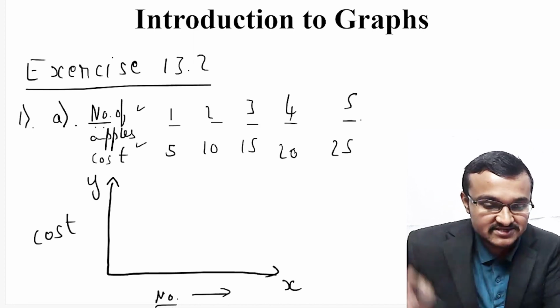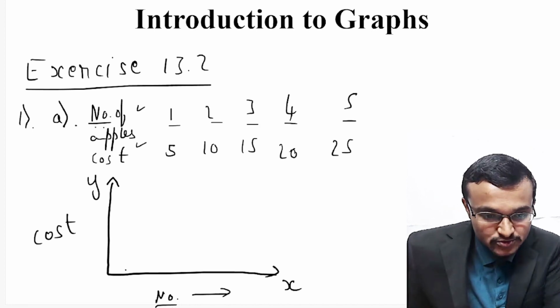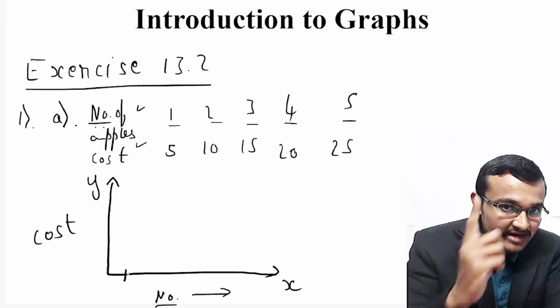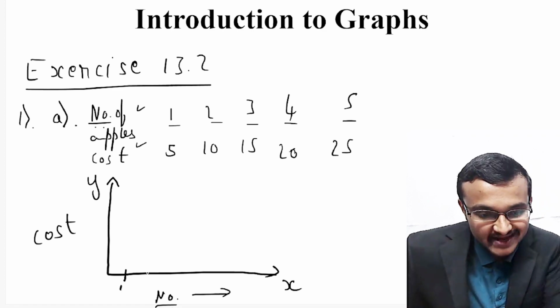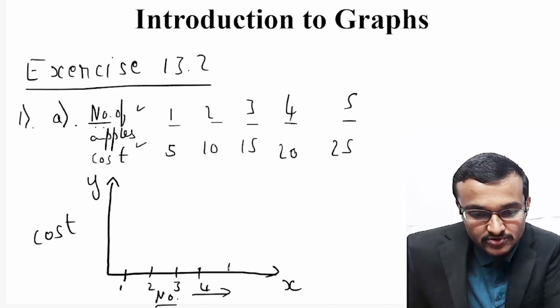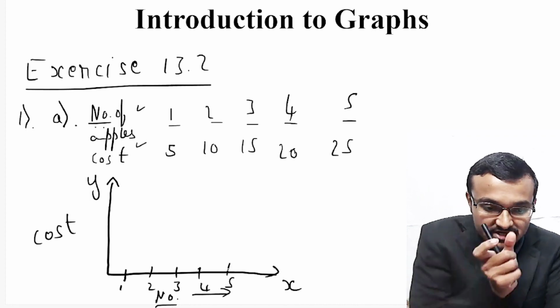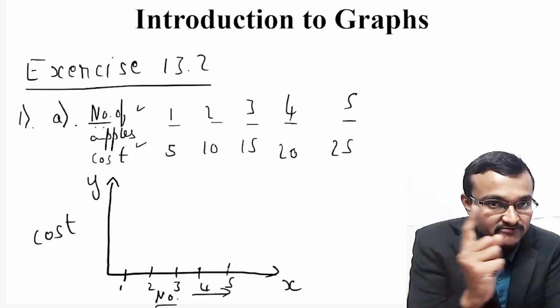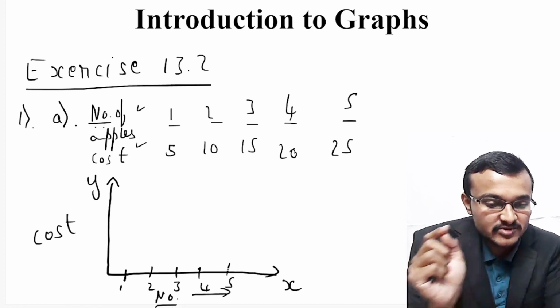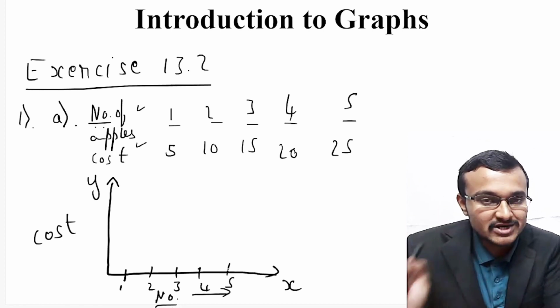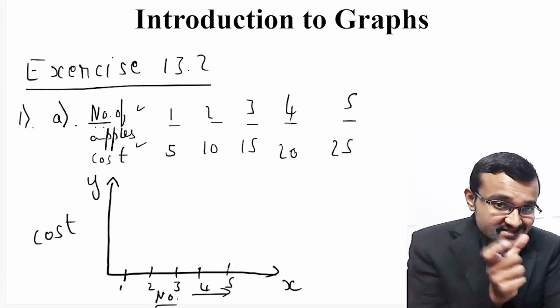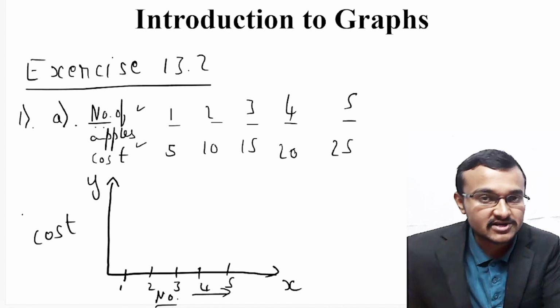So there is an increase in the number of apples. 1 unit I will assign as 1, the second unit will be 2, the third unit will be 3, the fourth unit will be 4, and the fifth unit will be 5. So the difference between each unit is 1, 1, 1, 1, because the difference between 1 and 2 is 1, between 2 and 3 is 1, between 3 and 4 is 1. So it goes on like this. This is how you should scale a particular axis.